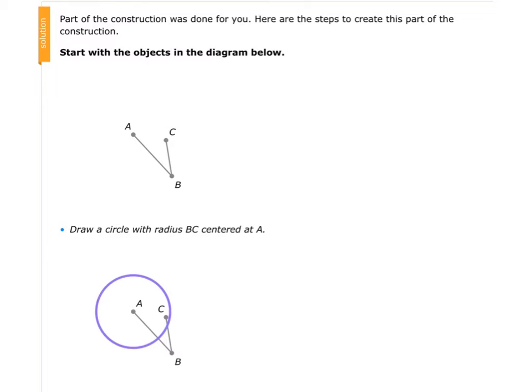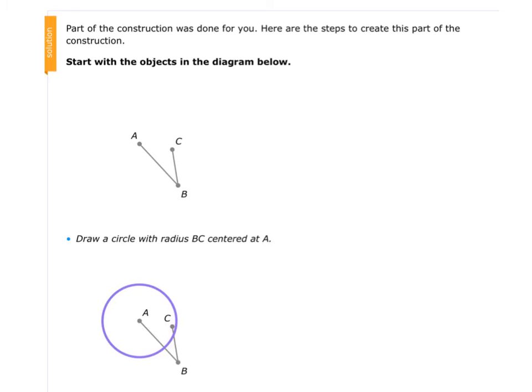So just using this as an example, part of the construction was done for you. Here are the steps to create this part of the construction. Start with the objects in the diagram. So we've got points A, B, and C. Then they say draw a circle with radius BC centered at A. So we take center A and radius BC. So we got that.